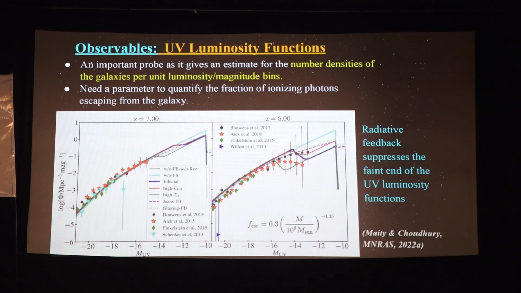And why is it happening? Because the lower mass halos mainly will be affected by the radiative feedback, and lower mass corresponds to the fainter end of magnitude bins, and as a result of that there is a suppression. And right now the error bars are much larger, but it is expected that JWST will reduce these error bars and we can constrain the models from there.